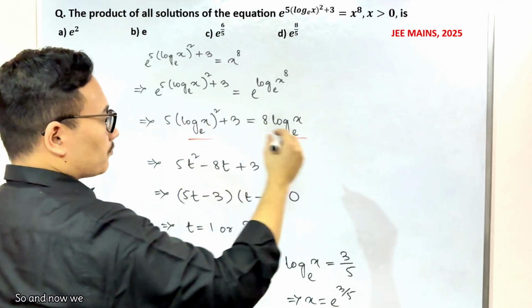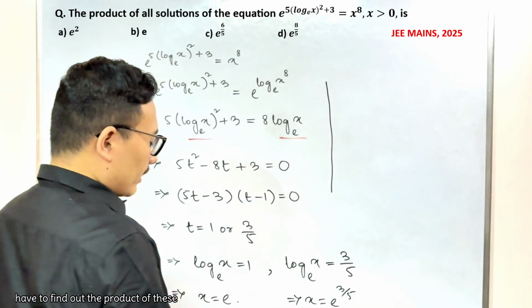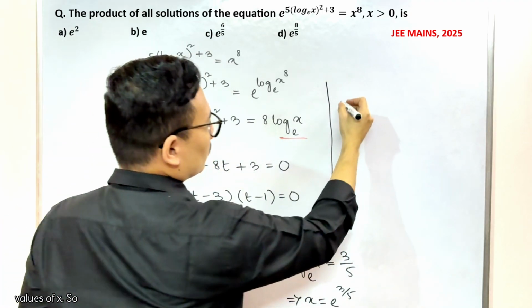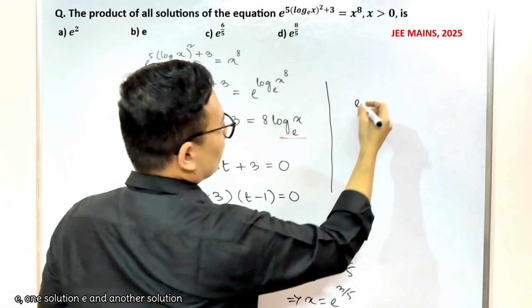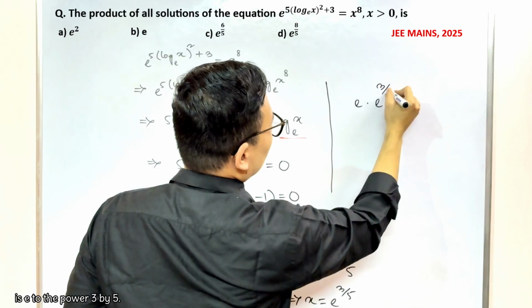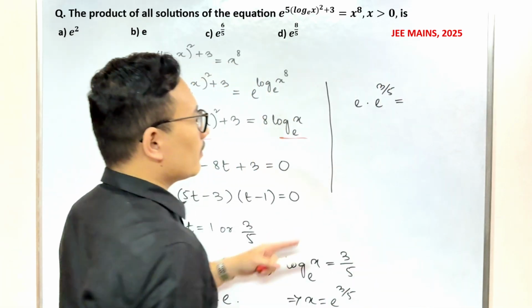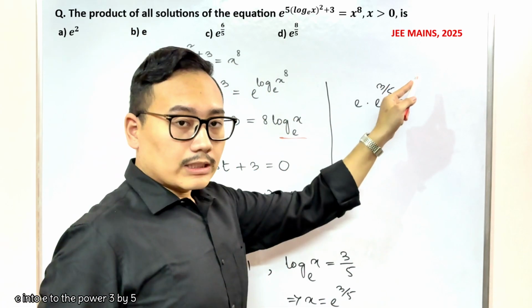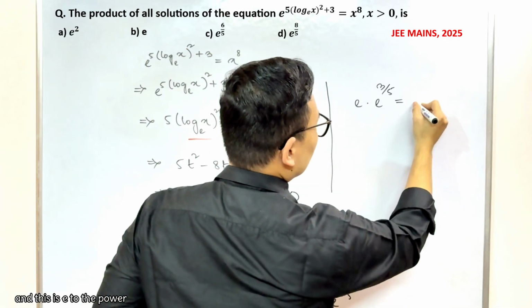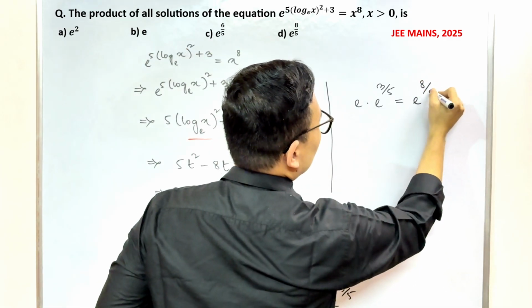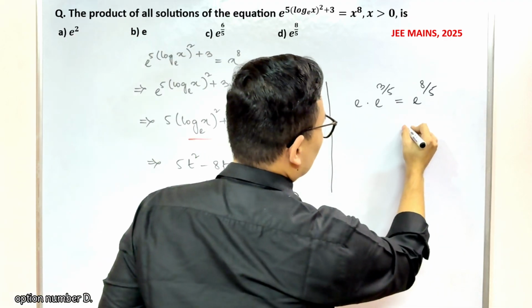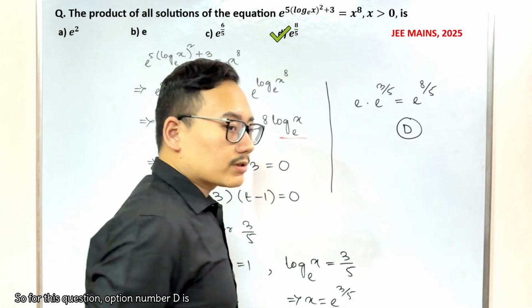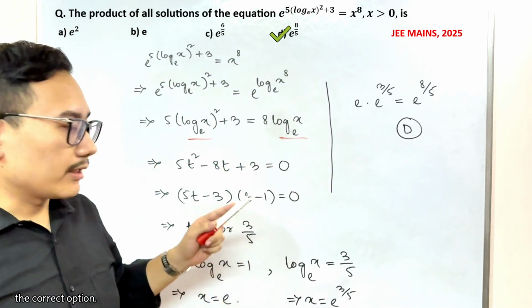Now we have to find the product of these values of x. One solution is e, and another solution is e to the power 3 by 5. So e into e to the power 3 by 5 is e to the power 8 by 5. And from the options, this is option number D. So for this question, option number D is the correct option.